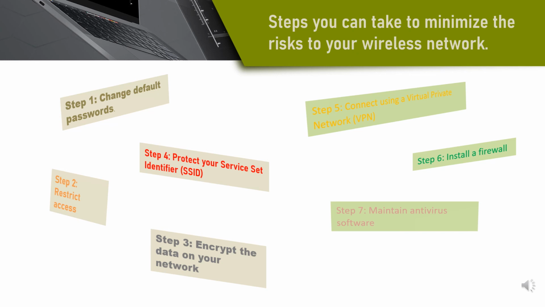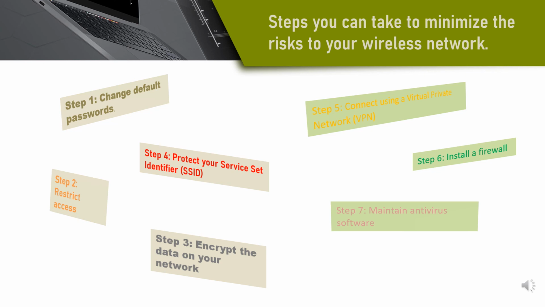Step 5. Connect using a virtual private network, or VPN. Many companies and organizations have VPNs. VPNs allow employees to connect securely to their network when away from the office. VPNs encrypt connections at the sending and receiving ends and keep out traffic that is not properly encrypted. If a VPN is available to you, make sure you log onto it anytime you need to use a public wireless access point.